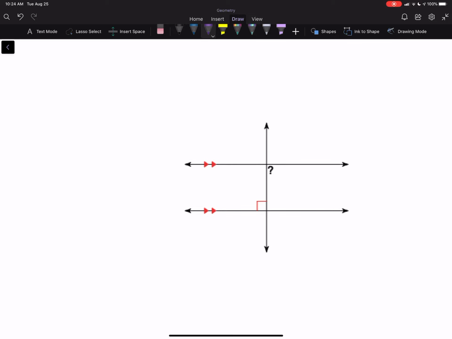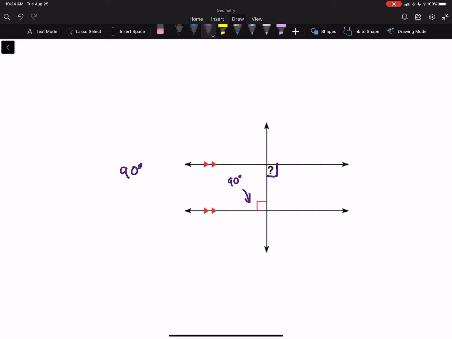This is a question mark one here. What happens when you have this symbol here? This symbol means a right angle, 90 degrees. So that means this one is also a right angle, so this one would be 90 degrees as well.